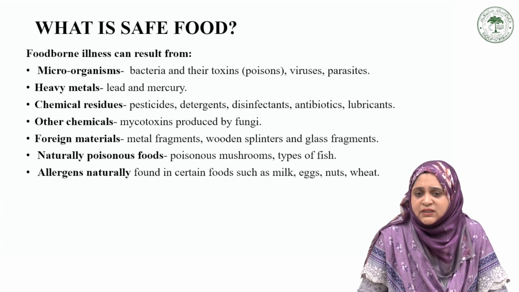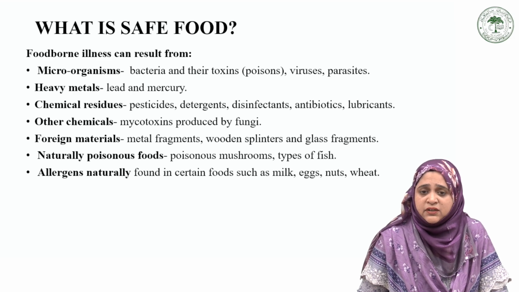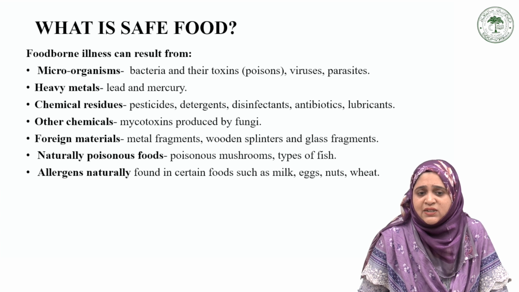Other chemicals such as mycotoxins are produced by certain fungi under the correct conditions. Other factors include foreign materials such as metal fragments, wooden splinters, and glass fragments, and naturally poisonous foods such as poisonous mushrooms and certain types of fishes. There are also allergens that are naturally found in certain foods such as milk, eggs, nuts, wheat, shellfish, and so on.